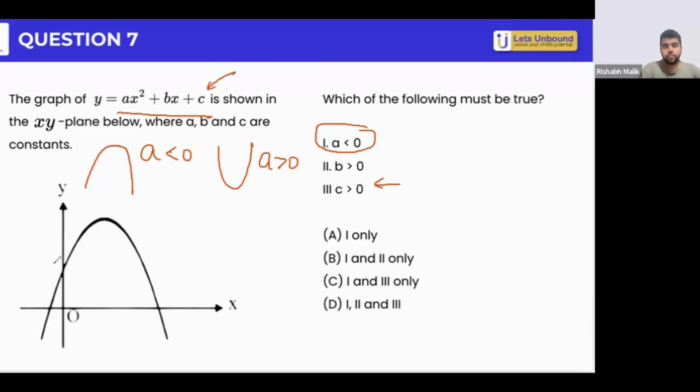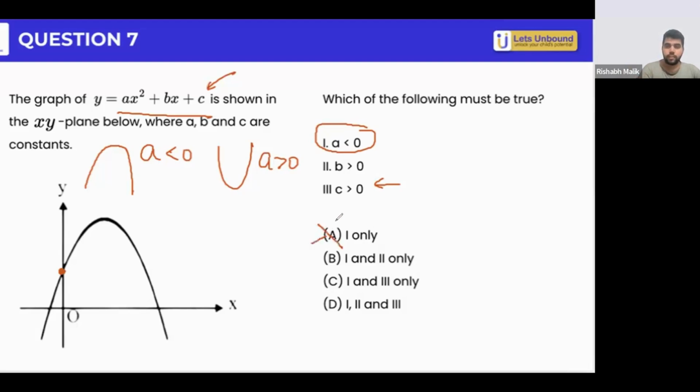So I can also observe that my C value is positive, obviously, because it's above the x-axis. So the third one should also be there. Now, the very important thing comes now is to analyze what I've got so far and cancel out the options which are definitely not the answers.